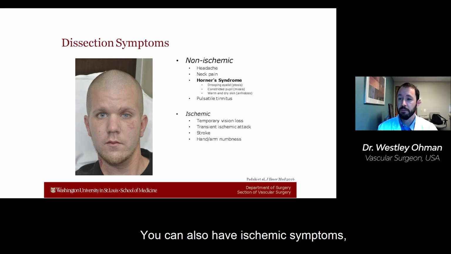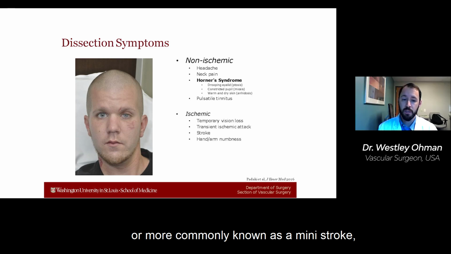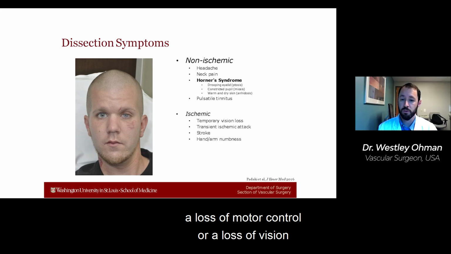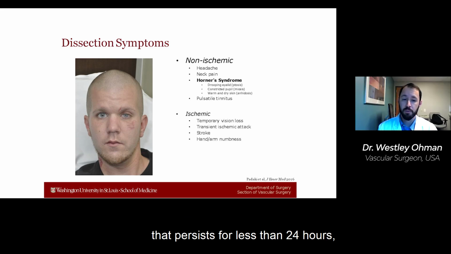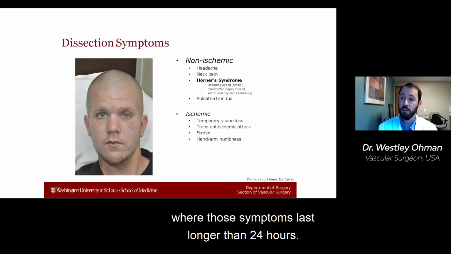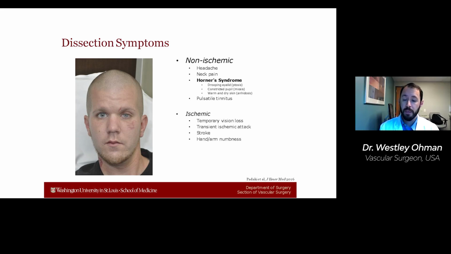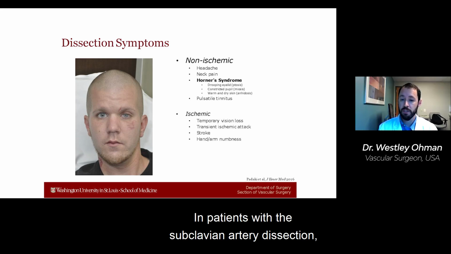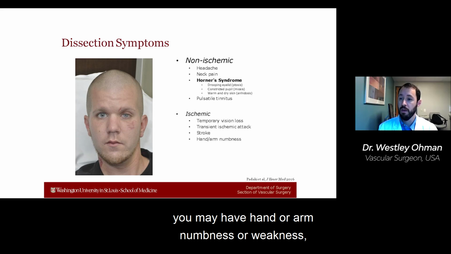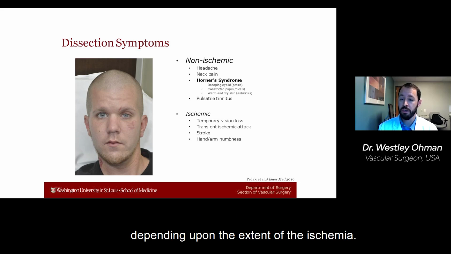You can also have ischemic symptoms, and these are much more concerning from a clinical standpoint. So you can have temporary vision loss. You can have what we call transient ischemic attack, or more commonly known as a mini stroke, where you have stroke-like symptoms, whether it's a loss of sensation, a loss of motor control, or a loss of vision that persists for less than 24 hours. Or you can have a stroke where those symptoms last longer than 24 hours. And in patients with the subclavian artery dissection, you may have hand or arm numbness or weakness depending upon the extent of the ischemia.